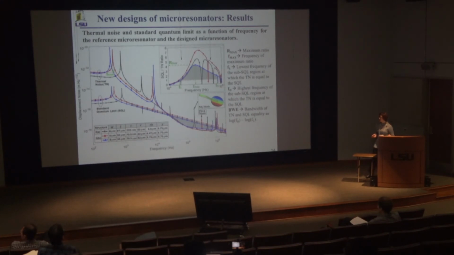Okay. Now here you can see the result. This graph is the thermal noise. This graph is the standard quantum limit. The black graph is our reference, which is the published paper in Nature. The red and blue are two of my designs, based on other parameters I changed in the microresonator, such as the cantilever length, thickness, radius, and so on.